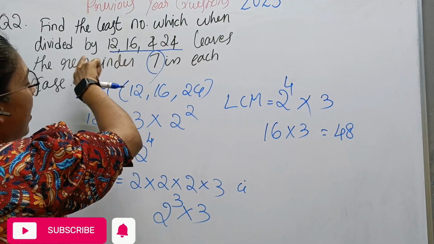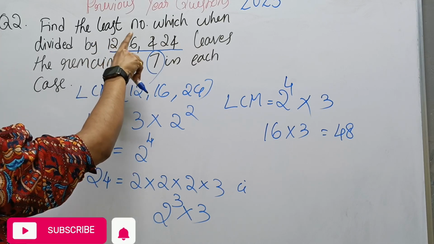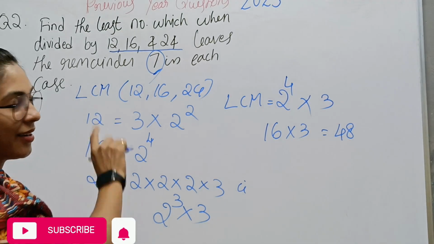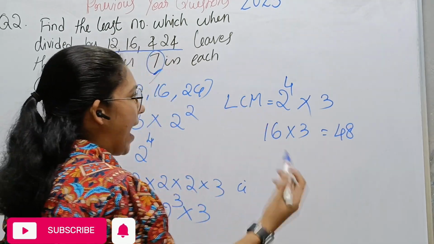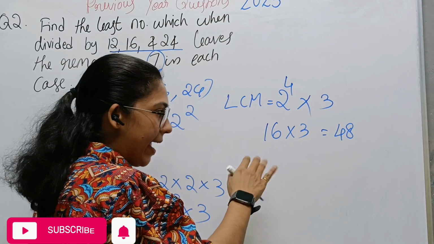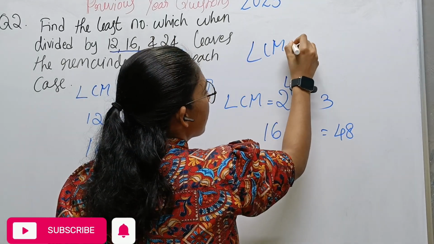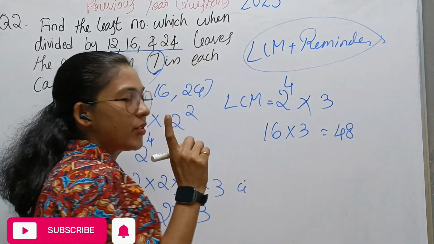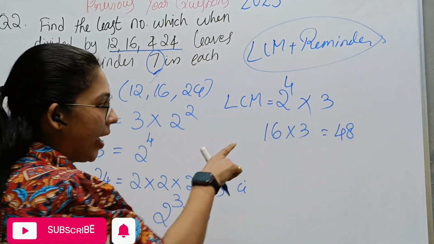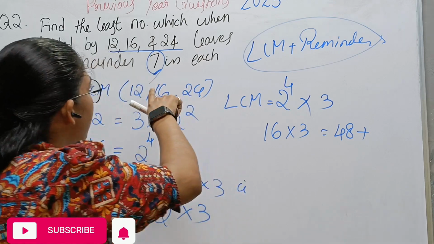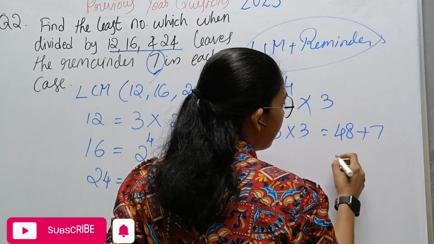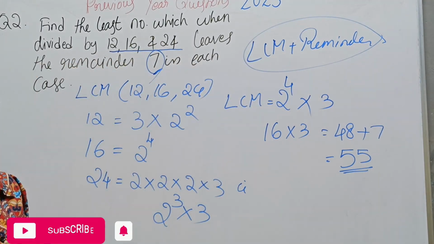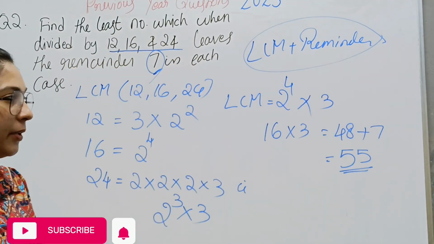So 2 to the power 4 is 16, and 16 times 3 is 48. When we divide the number by 12, 16 and 24, we get a remainder 7. Don't forget to consider this 7. So our answer will be the LCM plus the remainder. The LCM is 48 and the remainder is 7, so 48 plus 7 is equal to 55. So the answer is 55. This is a simple one.